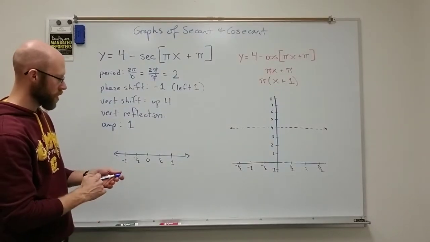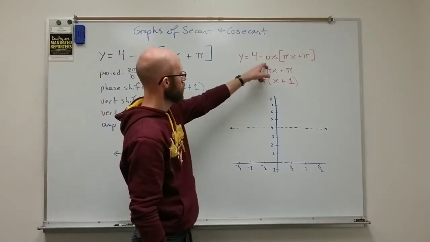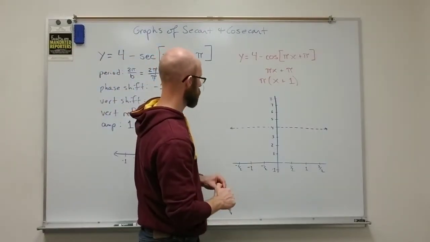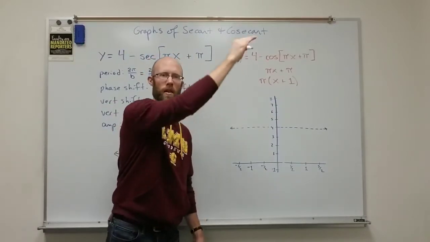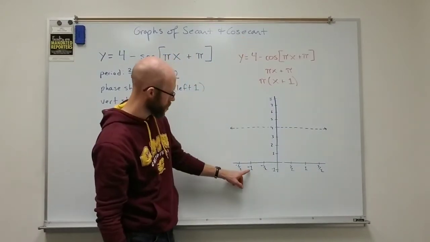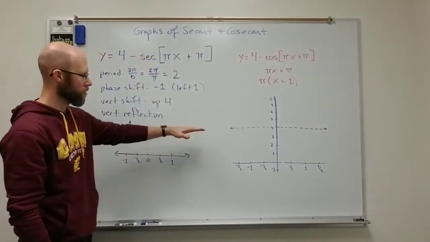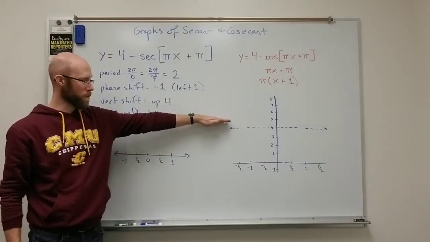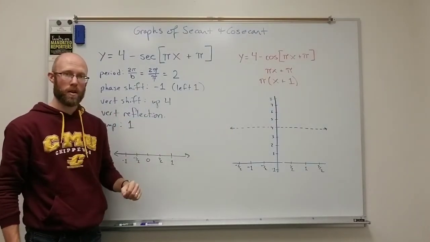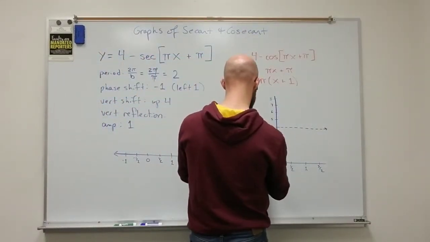Okay, so if we look at the cosine graph first, remember the cosine starts high and goes down and then comes back up. We want to start it high at -1. And the high value, think about it, an amplitude of 1 from 4 goes up to 5 and down to 3. Okay, so at -1, we want to start up at 5.